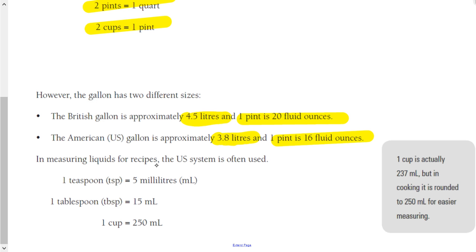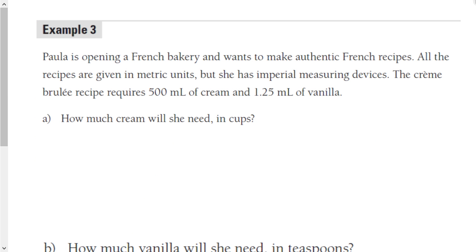In measuring liquids for recipes, we often use teaspoons and tablespoons and then convert over to our side. But our 1 cup is actually 237 milliliters, but we usually round it to 250. So here's an example. Paul is opening a French bakery and wants to make authentic French recipes. All the recipes are given in metric, but she has imperial measuring devices. The creme brulee recipe requires 500 milliliters of cream and 1.2 milliliters of vanilla. So how much cream will she need in cups?